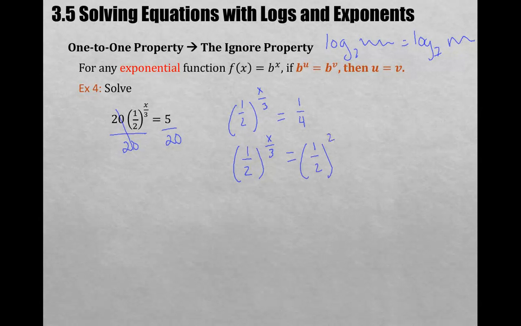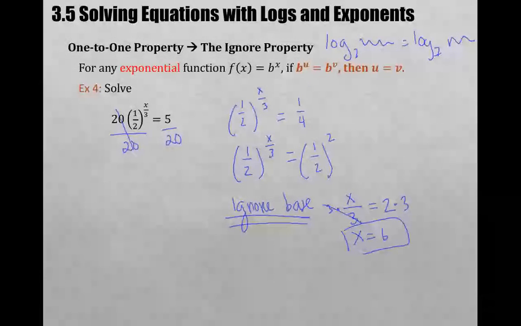Oh my goodness. They have the same base, so I am going to ignore the base. I'm not getting rid of it. It's not going anywhere. I'm just able to ignore it. Since I can say, well, if their bases are the same, x over 3 has to equal 2. And then use some nice math to get that x equals 6. And you can see, if I plug that in, I would get 6 over 3 is 2. 1/2 squared is 1/4. 20 times 1/4 is 5.